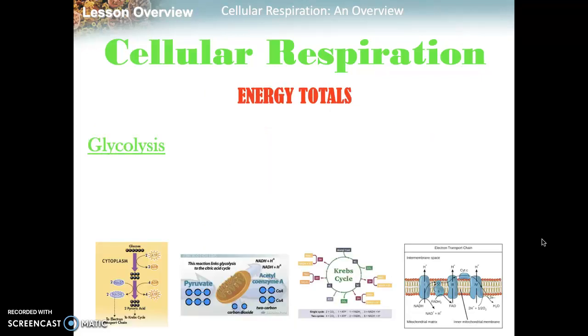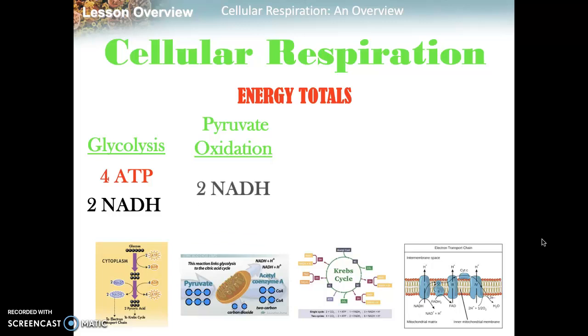So let's look at our totals. We go back to the very beginning, and this occurs out in the cytoplasm, in the cytosol, the liquid portion of the cytoplasm. That is called glycolysis, which literally means to split glucose. We produced 4 ATPs there and got 2 NADHs. During pyruvate oxidation, the beginning of the Krebs cycle, we got 2 more NADHs.